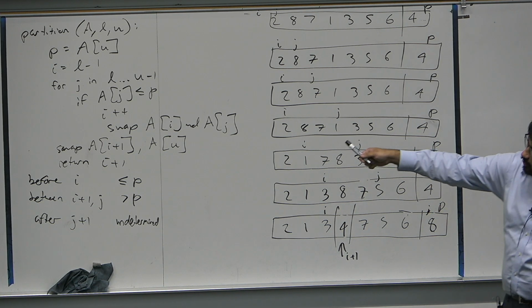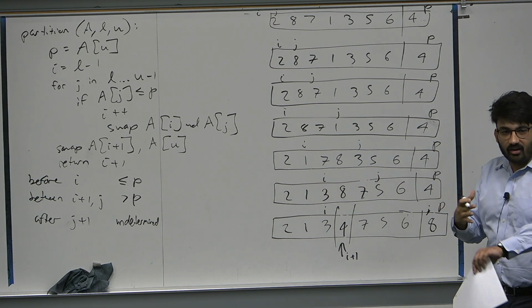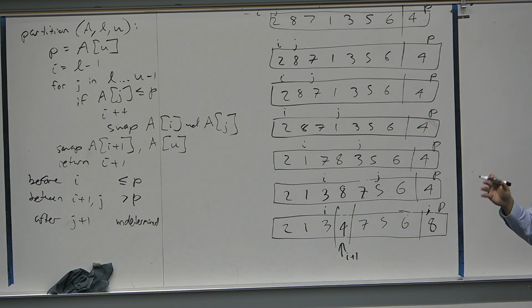So this is how partition works. It has this very simple kind of pushing and pulling going on, and it ends up with a very simple property where this last element is placed correctly where it's supposed to be. Things before the element are less than it, things after it are greater than it, but it's not necessarily sorted. It just has this very minimal property.